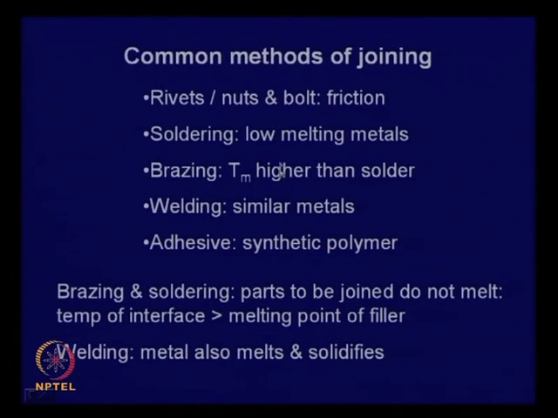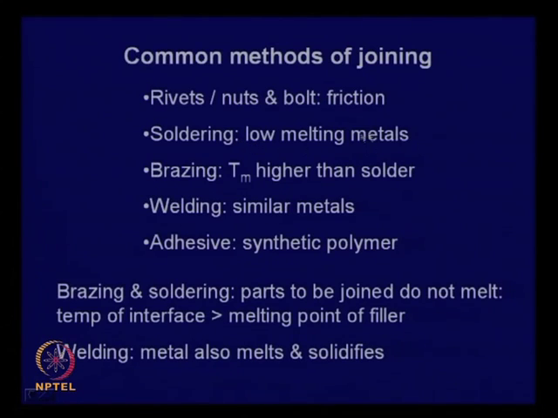Now, the common methods of joining are listed here. Rivets or nuts and bolts: here the main joining force is friction. Two parts are held by friction, and the normal force is applied either by rivet or nuts and bolts. Now, in soldering, brazing and welding, between the two joining parts we apply a molten metal.